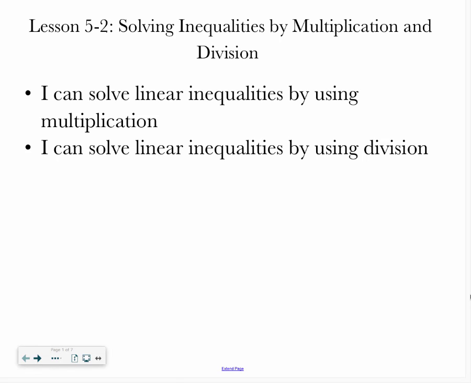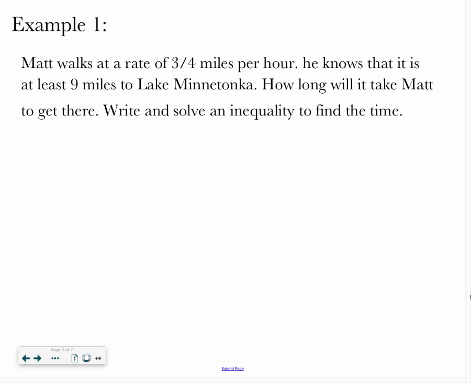Hello class, welcome to lesson 5.2, which is all about solving inequalities by multiplication and division. By the end of this lesson, you should be able to solve linear inequalities by using multiplication or by using division. Let's look at our first example.